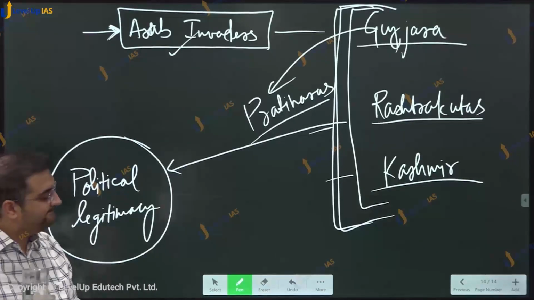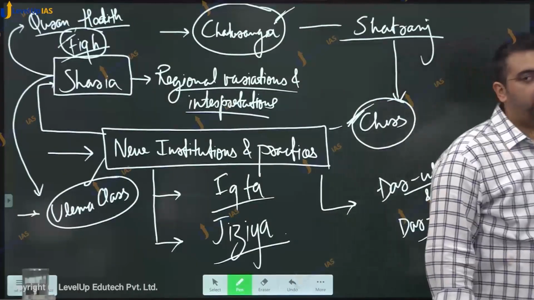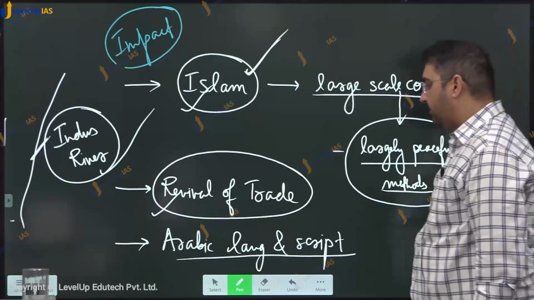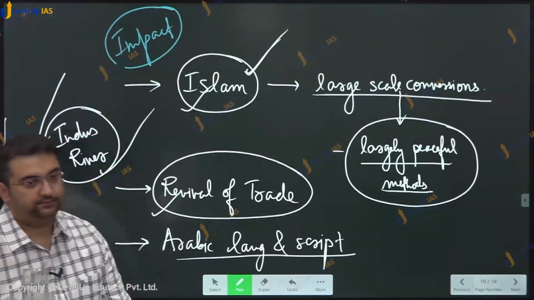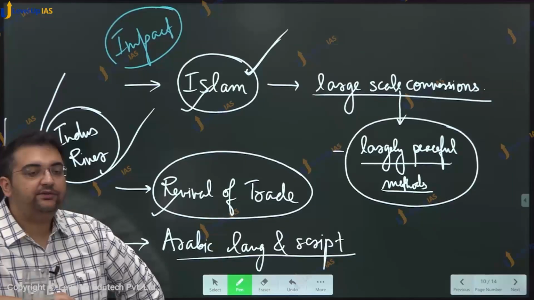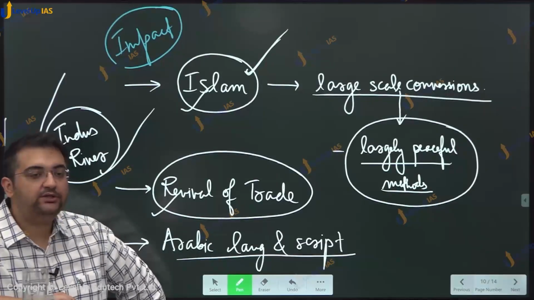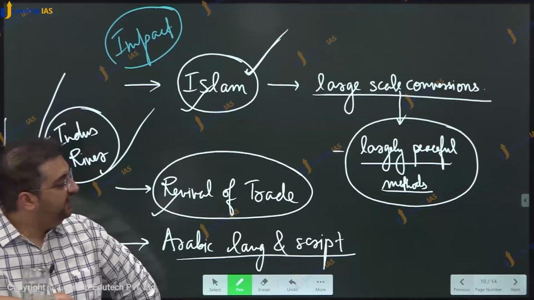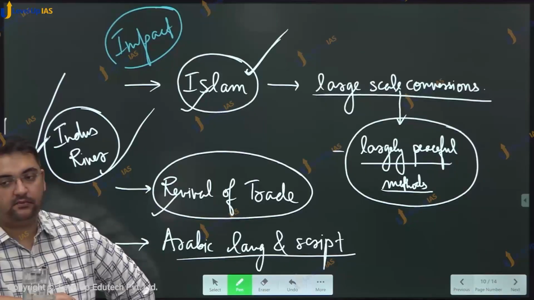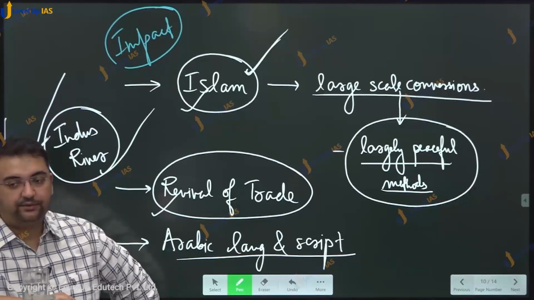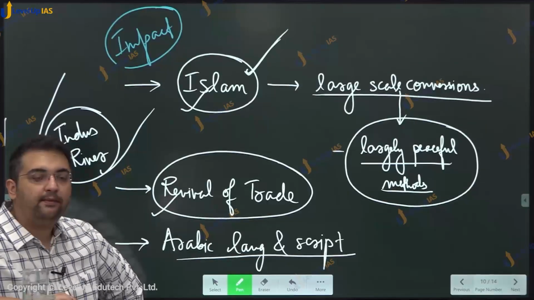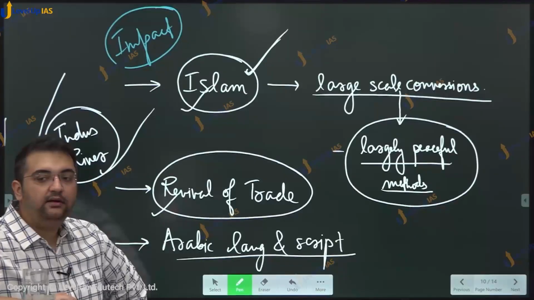Number 2, the introduction of Arabic language and script, whose interaction with the local language led to the development of Sindhi language and literature.